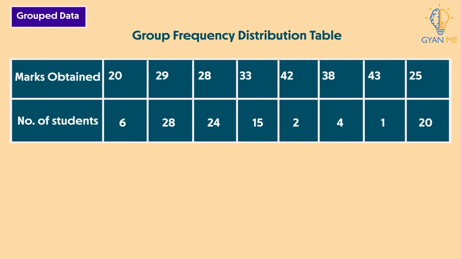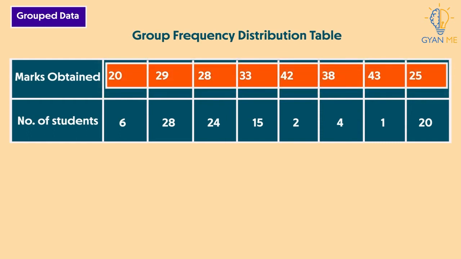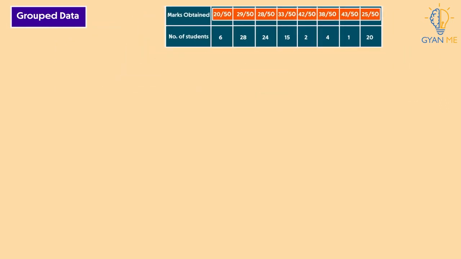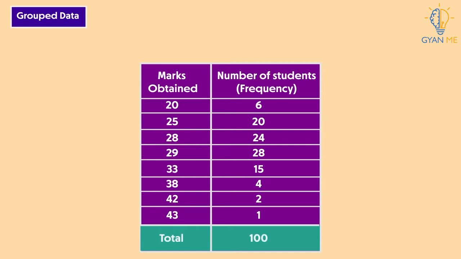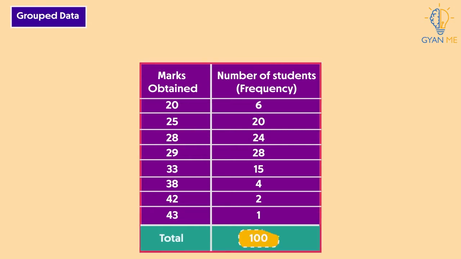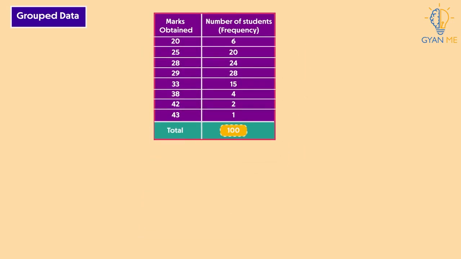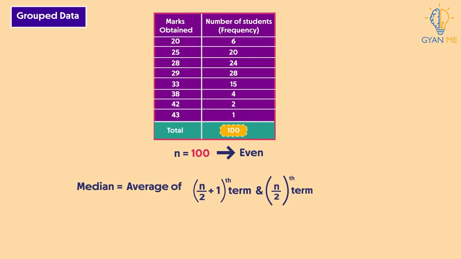Here, we have data of marks obtained by 100 students out of 50 in a particular test. To find the median of this data, we first arrange the marks in ascending order and prepare the frequency table like this. Here we know that this data is of 100 students, so number of observations n of this data is 100, which is even. And if it is even, median is the average of n by 2 th and n by 2 plus 1th term. So here it will be average of the 50th and 51st observation.